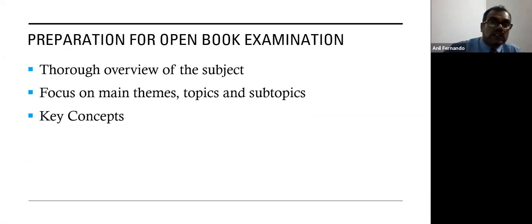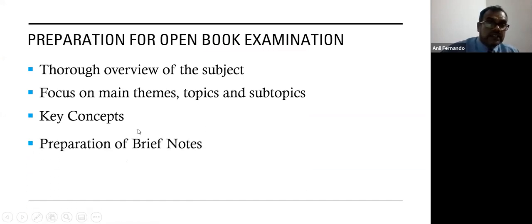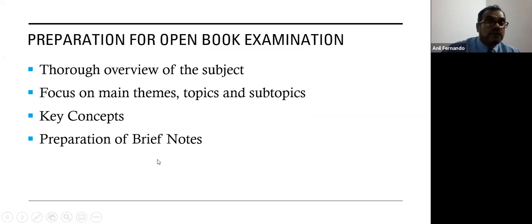So I was just talking about overview, focus on main themes, and key concepts and theories, and preparation of brief notes. If possible, prepare brief notes. Don't get it confused with short notes. That's a different concept. Short notes we students prepare in the same way. Sometimes, when you take a compilation of all short notes, it becomes another textbook. The brief notes have to be kept separately.